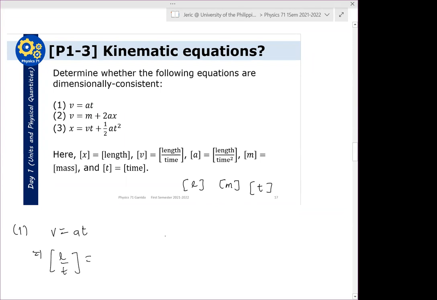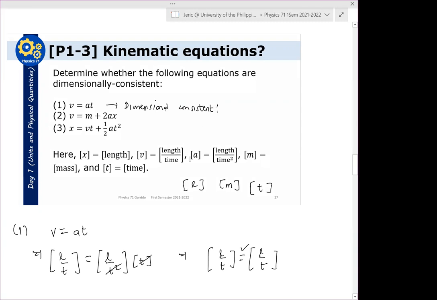So this means that the acceleration, on the other hand, has units of length over time squared. And then when we multiply it by t, just like in usual algebra, units can be manipulated accordingly. So this t here will cancel. And therefore, we get length per time equals length per time. And therefore, since the two sides have the same units, we say that this is a dimensionally consistent equation.